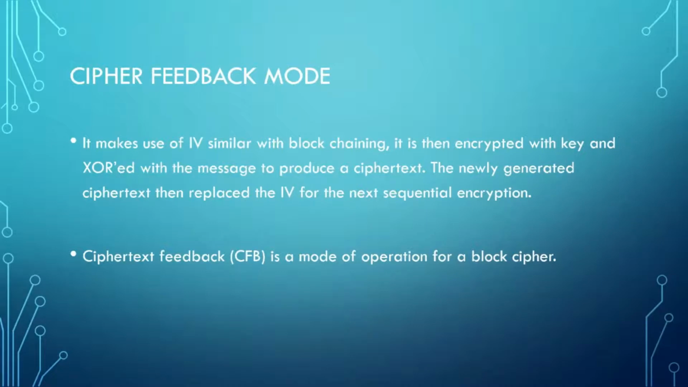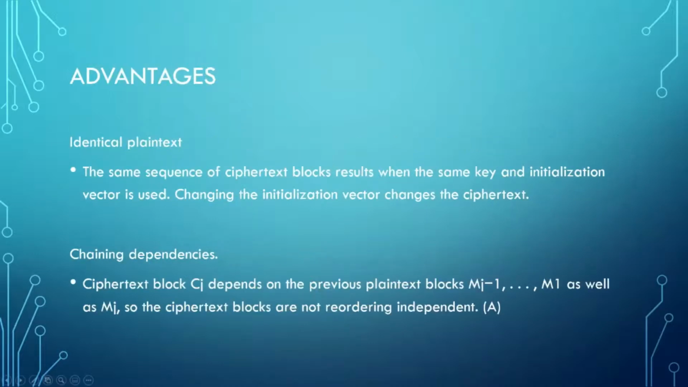And then for the cipher feedback, CFB is a mode of operation for a block cipher. CFB has two advantages and two disadvantages. The first advantage is identical plaintext, where the same sequence of ciphertext blocks results when the same key and initialization vector are used. Changing the initialization vector changes the ciphertext. The second advantage is chaining dependencies.